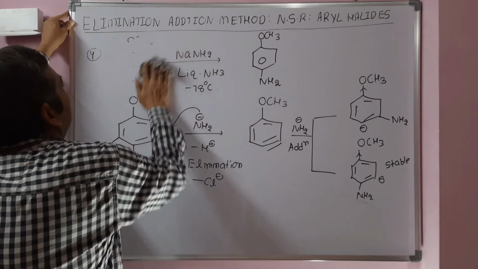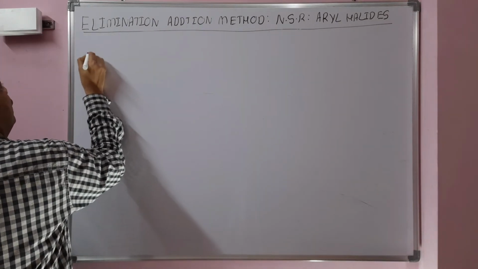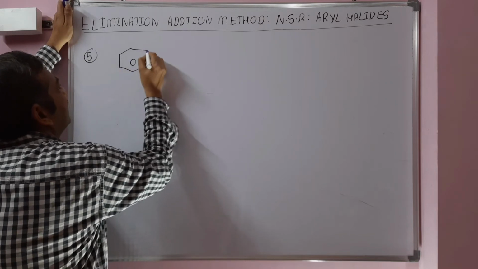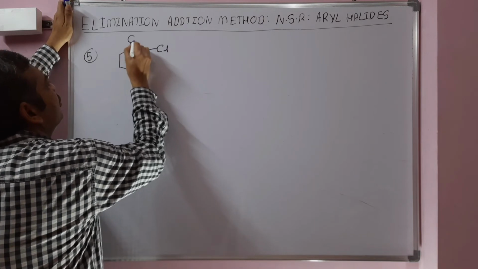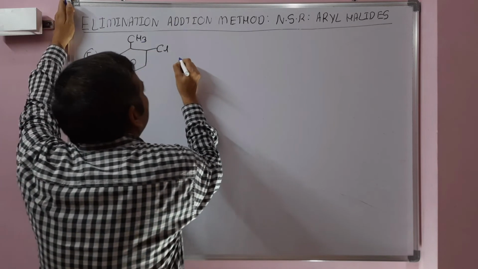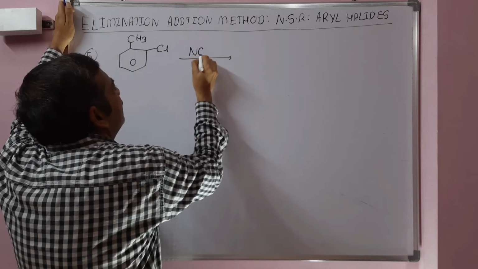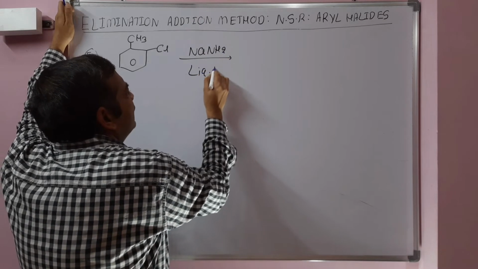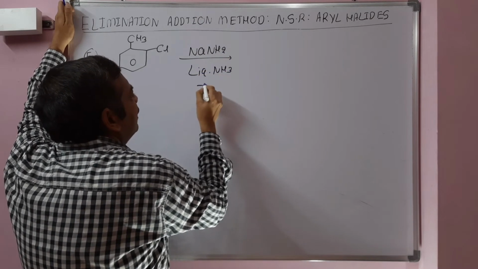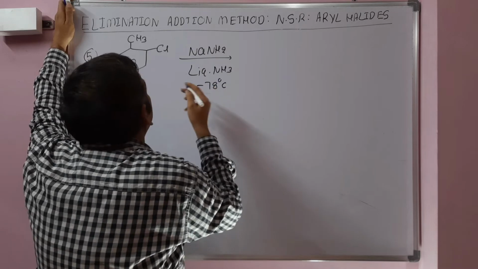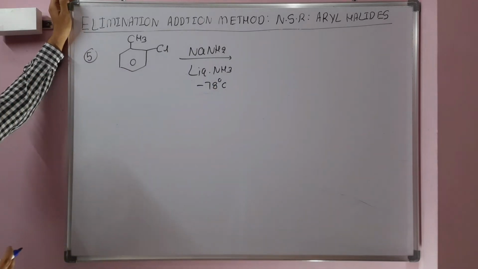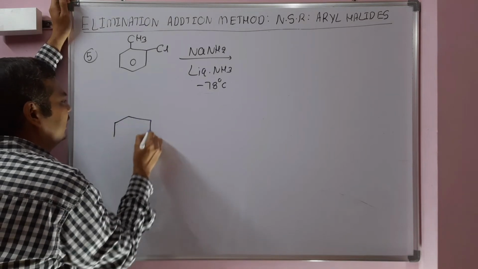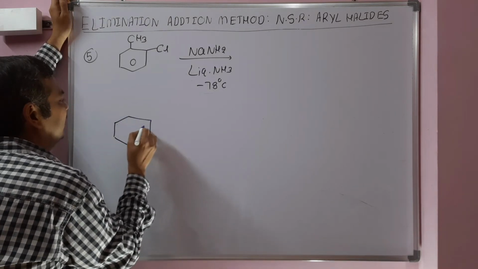So next example, 2-chlorotoluene reacts with sodamide in liquid ammonia. Write the major product that is obtained. Since halogen is there and we are using a strong base in liquid ammonia, it will definitely undergo a nucleophilic substitution reaction, and the mechanism is elimination followed by addition. To know the major product, we need to write the benzyne that is obtained here.